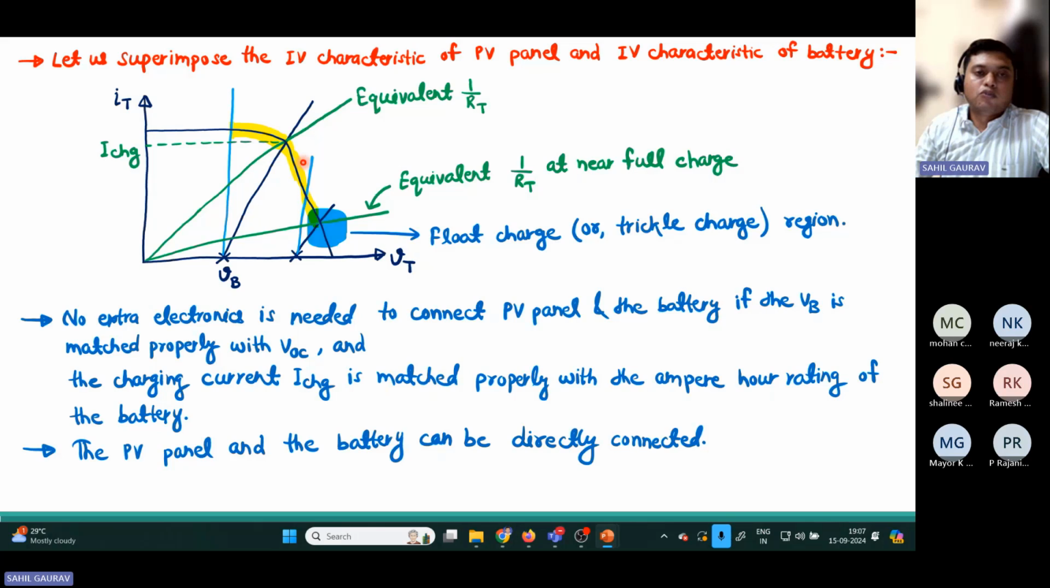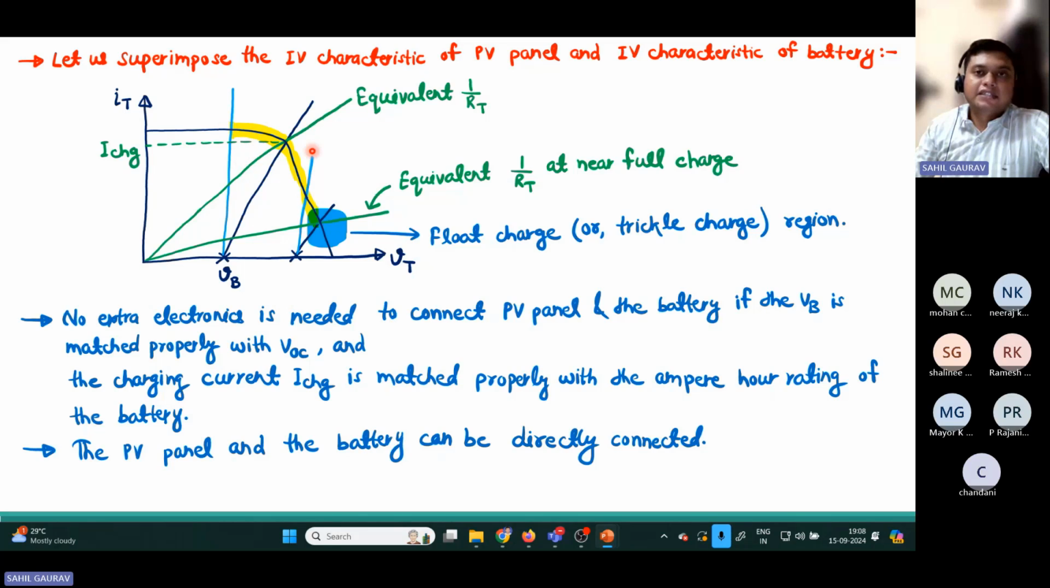Now on moving in this direction along the IV characteristics of the battery, it comes to that region where it gets nearly fully charged. In that condition, this will be the equivalent 1 upon RT load line at the near full charge condition. During this zone, there will be a float charge or trickle charge region. It means the battery is almost charged, so whatever it is discharging through the load, you will just give as a trickle charge through the PV panel.